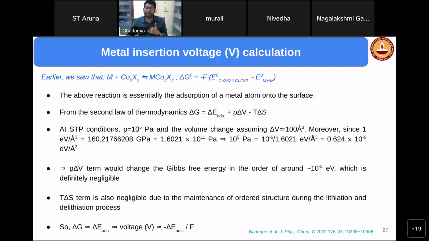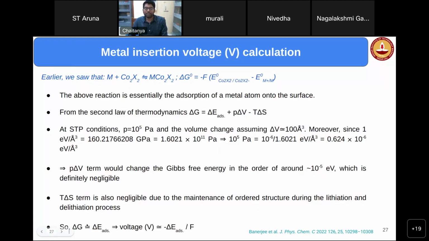The adsorption energy delta E that we have seen earlier is minus 1.3, minus 1.5, even minus 2 is there. So it is 2 electron volts versus 10 to the power of minus 5. It is like comparing 1 rupee versus 10,000 rupees, or the opposite way. So that's the reason we are completely neglecting this P delta V term. Similarly, we can also neglect the T delta S term.